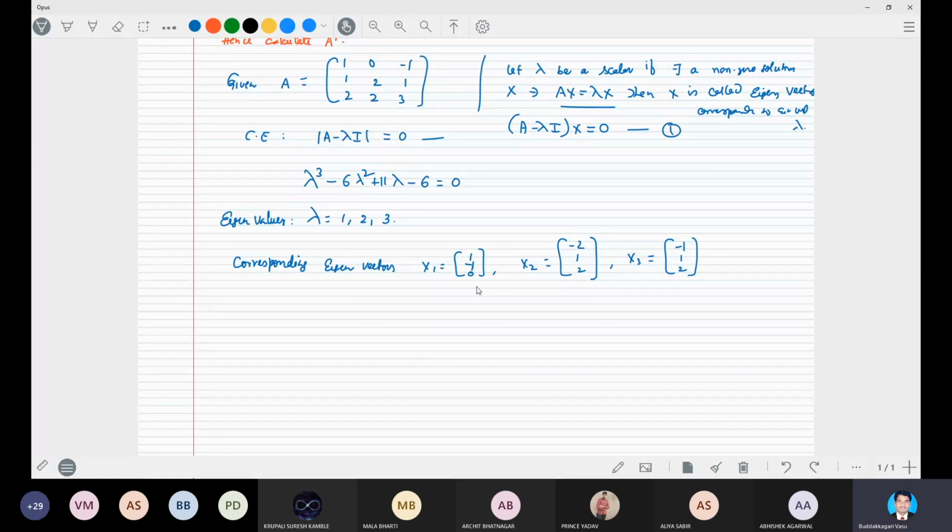Right? Any doubt in this? No, sir. You can find out the eigenvalues and eigenvectors. Now, the model matrix P is constituted.